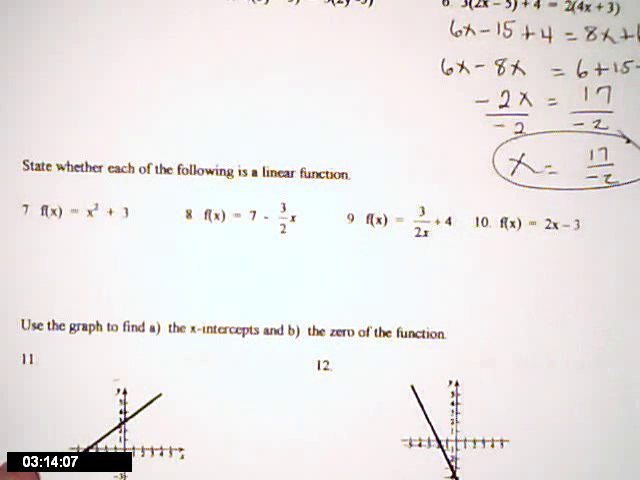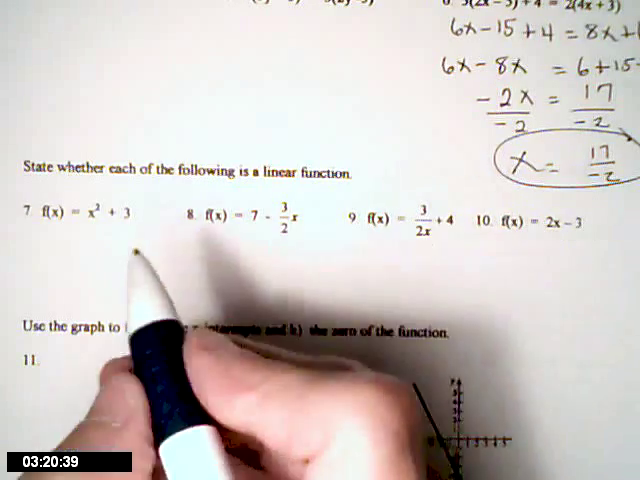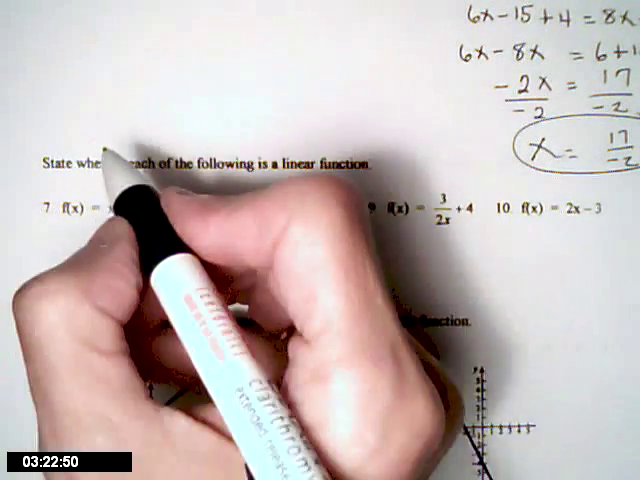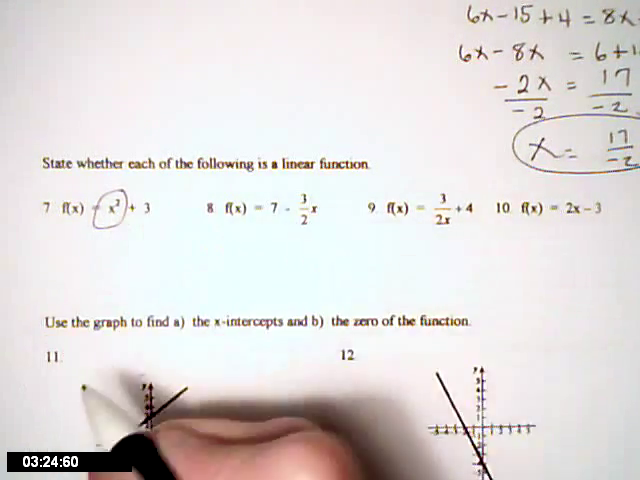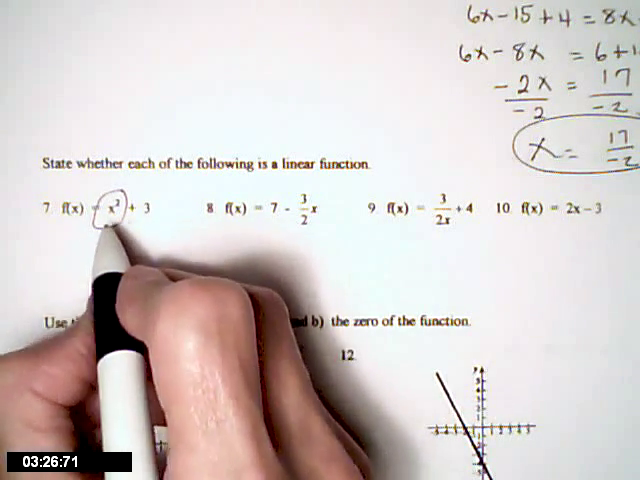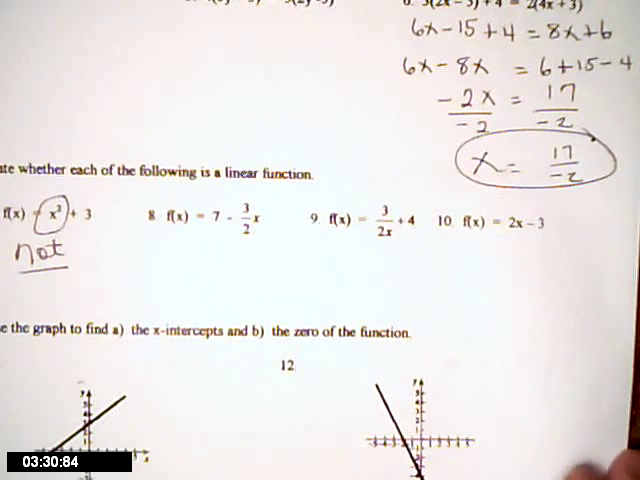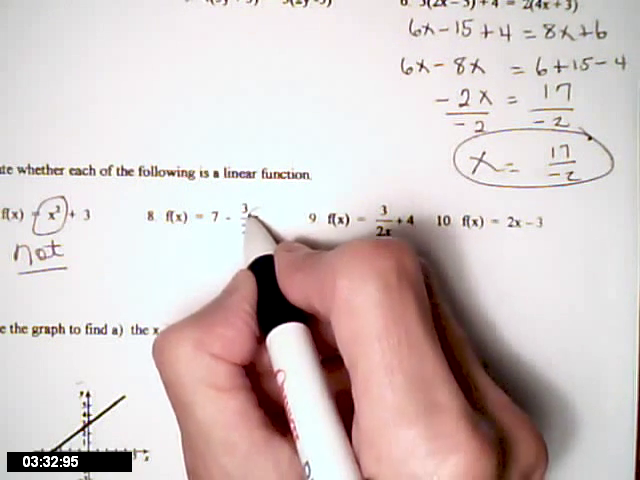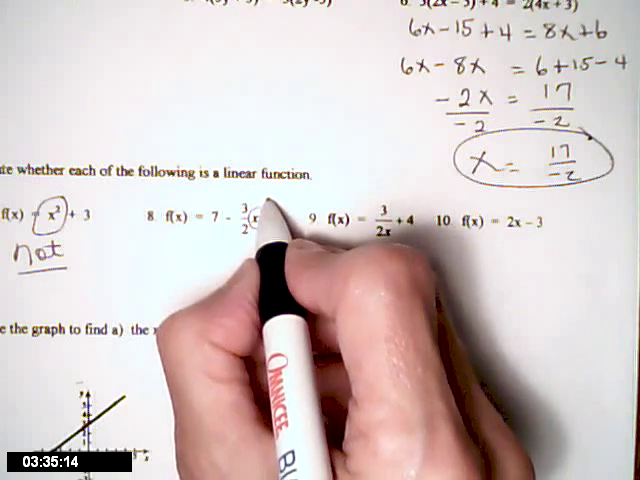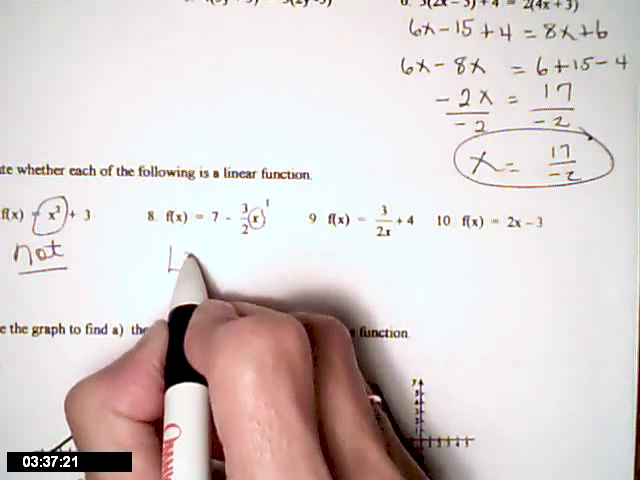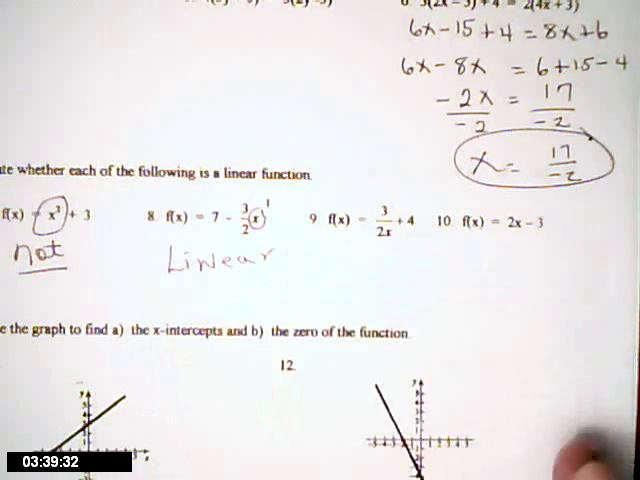Now, you'll have some questions in your homework that ask you, do you have linear functions or not? Now remember, a linear function is going to have an exponent of 1. So if I look at problem number 7, you see an x squared. Because that's x squared, it is not linear. Problem number 8, you have an x. Because that is x to the first, it is linear.